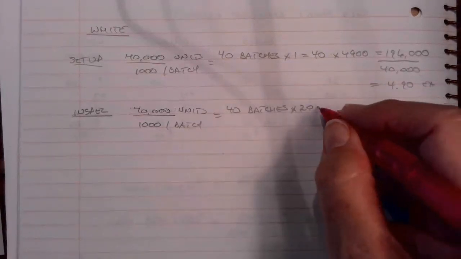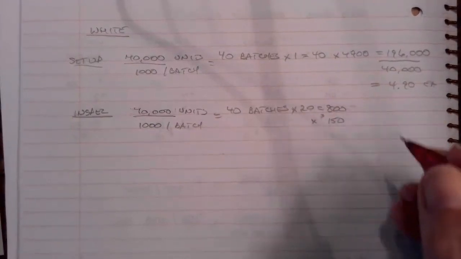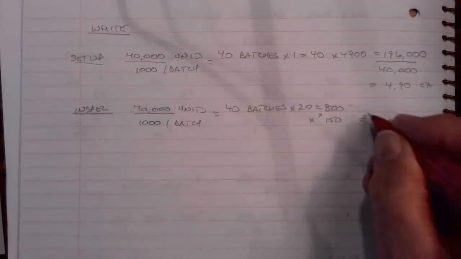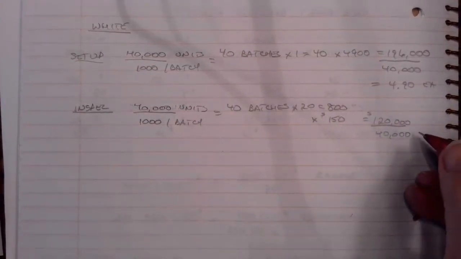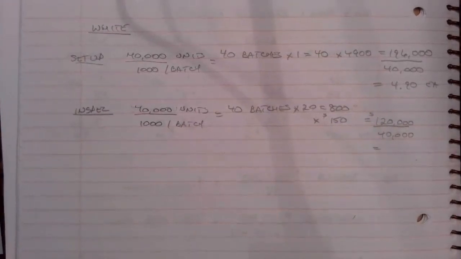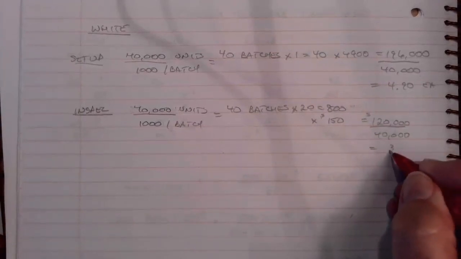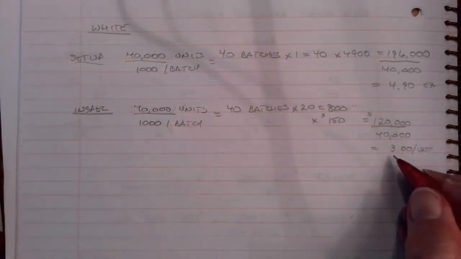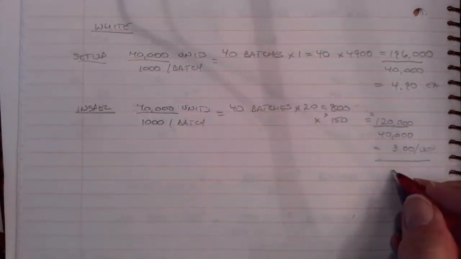gives me 800 times $150 per hour. That gives me 120,000. $120,000 divided by 40,000 units gives me, it's got to be $3. 120 divided by 40 is $3 per unit. Okay, so then for the whole white faucet would be $4.90 plus $3 is $7.90.